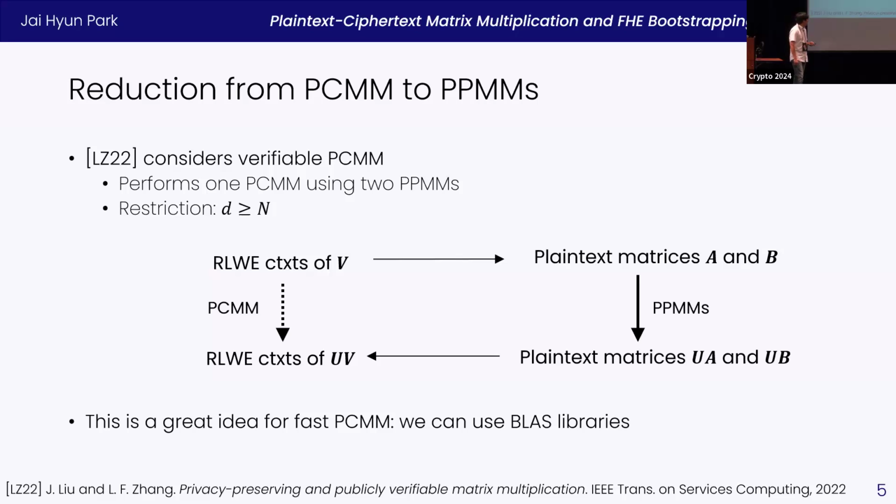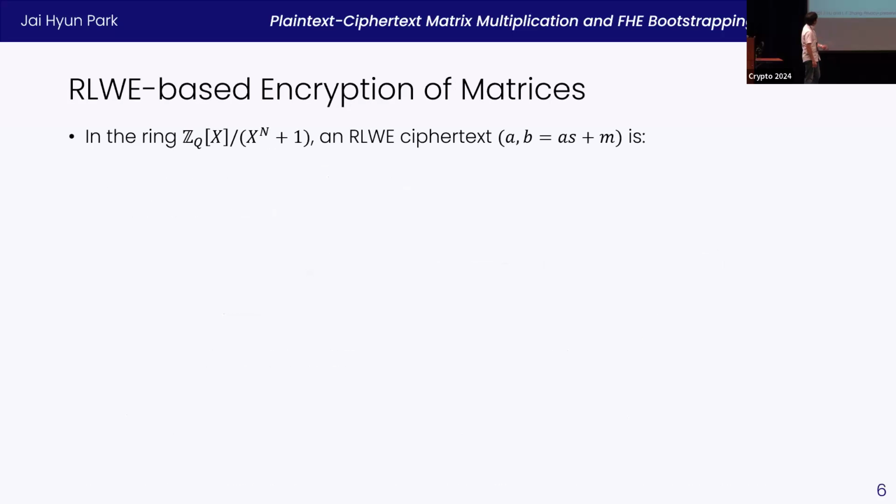And we observed that this is a great idea for fast PCMM. As they mentioned, one PCMM can be done by 2 PPMMs, and for PPMMs, we can fully utilize the high efficiency of existing BLAST libraries. So this is a great idea for PCMM. Let's look at a bit more detail about the reduction.